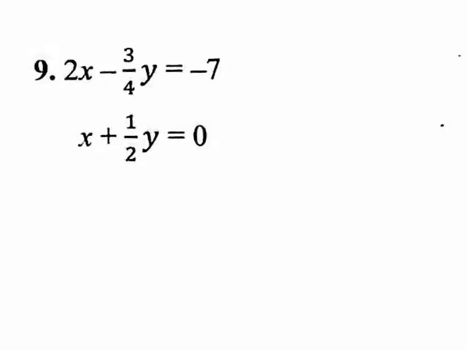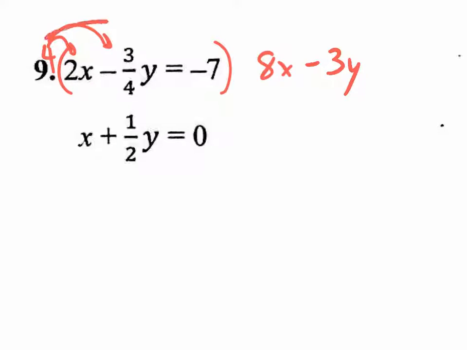So if you want, you could take the top equation and multiply it all by 4, and it'll get rid of the fraction 3/4. 4 times 2x, that becomes 8x. 4 times negative 3/4, again, the 4 that you're multiplying by will cancel out with the 4 on the bottom, and you end up with just a negative 3y. And then when you distribute 4 times negative 7, you get negative 28. So multiplying by 4 will give you that new red equation without fractions.